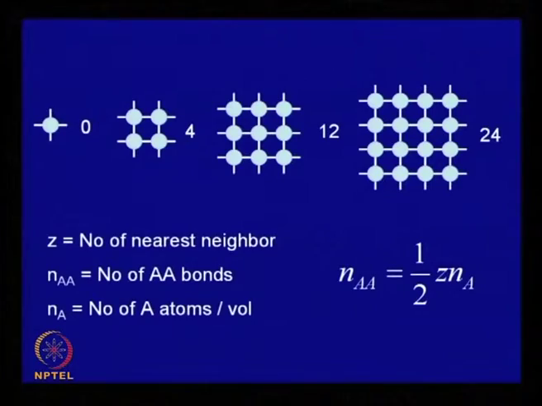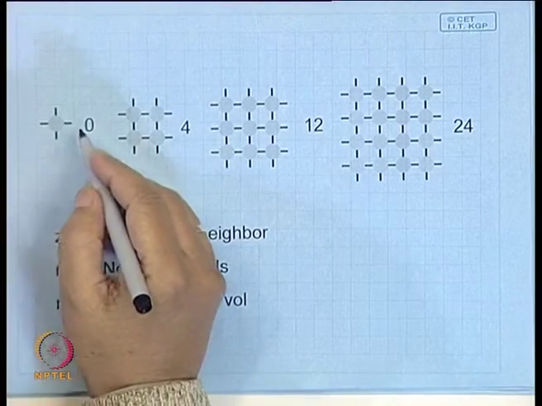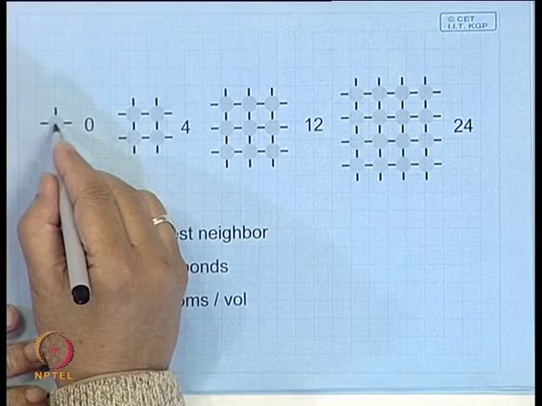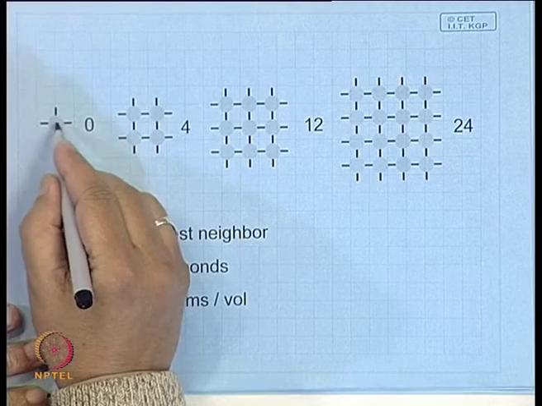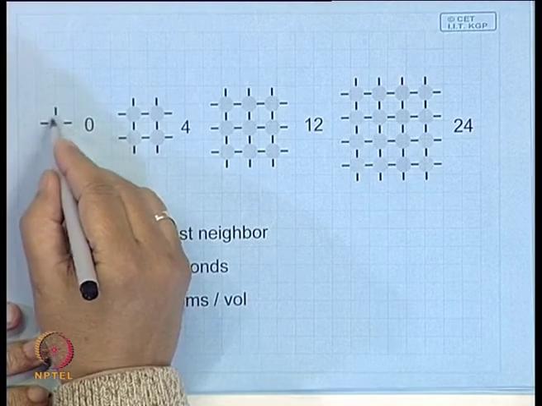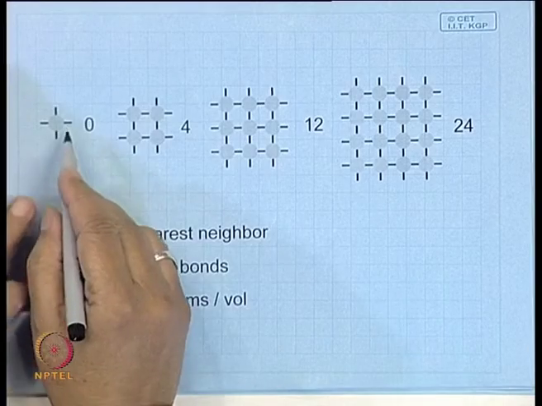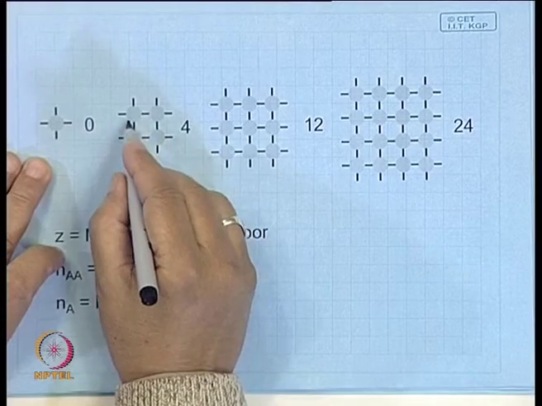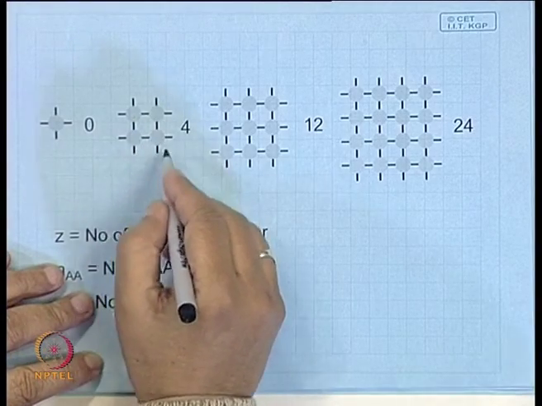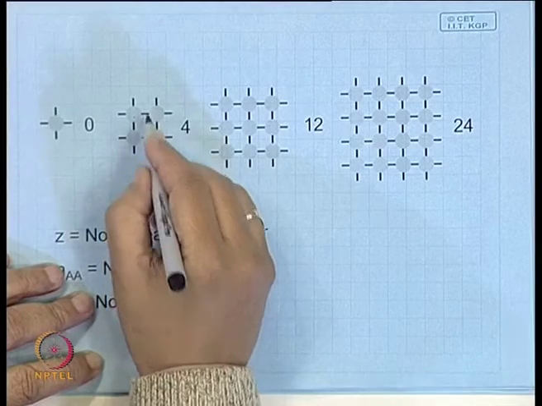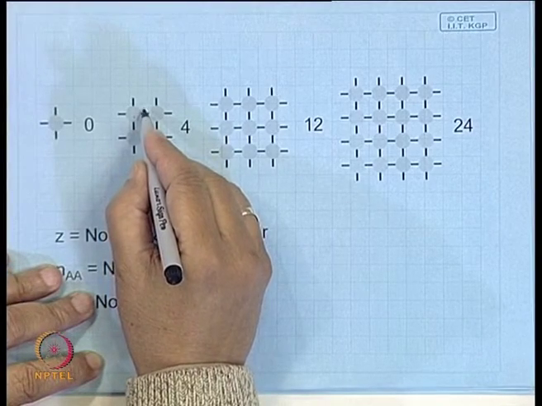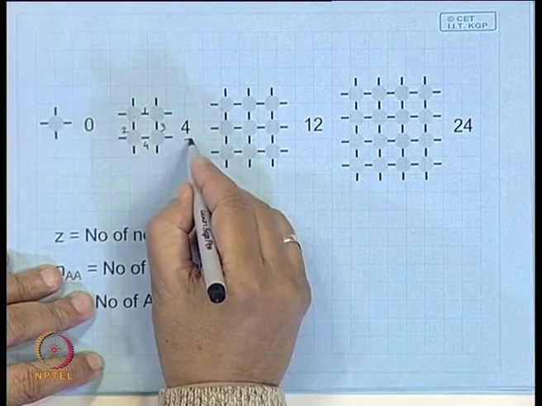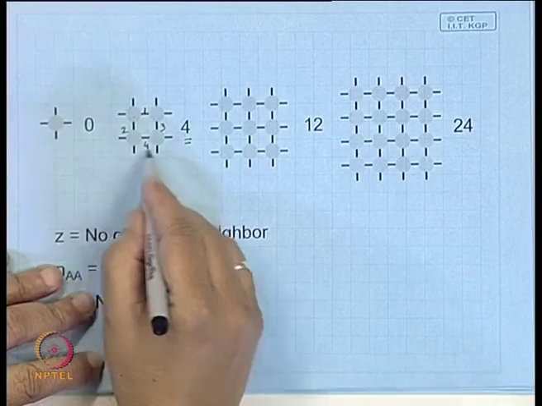Now, when you form bonds, here is a 2D representation of bond formation. This is an atom A, let us say, and it has 4 bonds. Here the number of bonds formed is 0. Now, if a bond forms with a similar atom, which is shown over here, few of these bonds form. So here 1, 2, 3, 4 bonds form, and these are yet to form bonds.